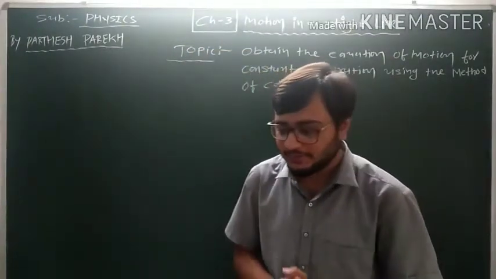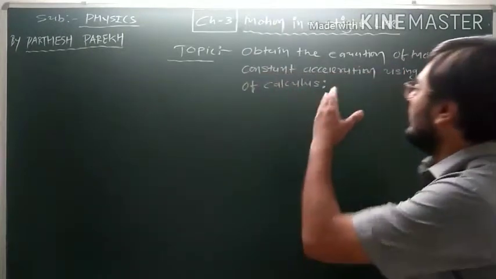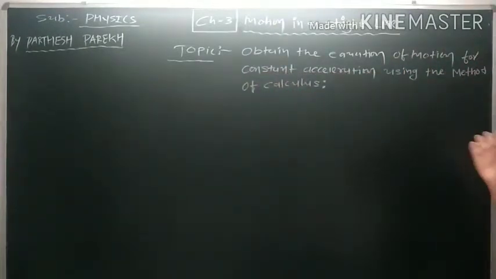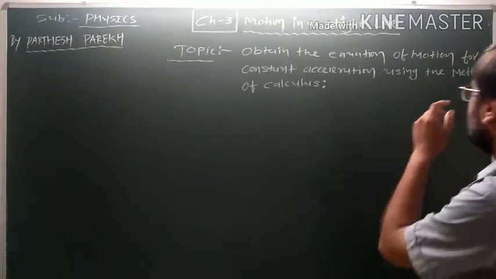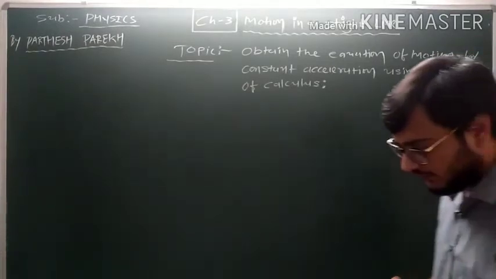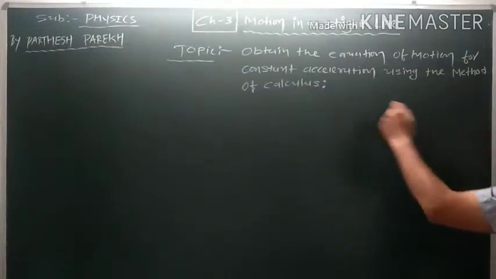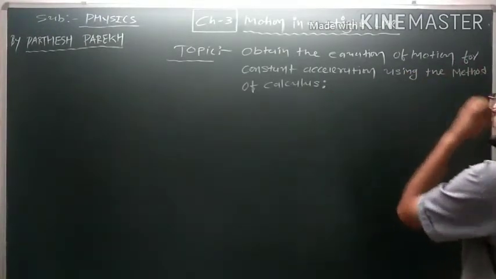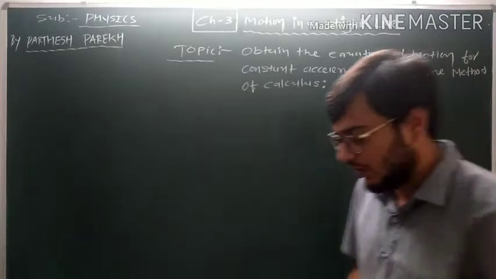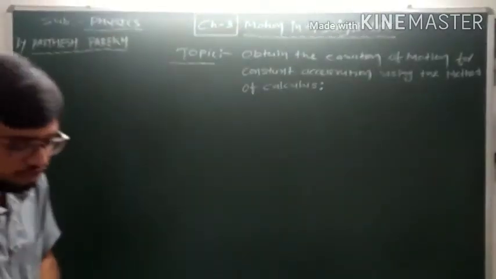Today our discussion topic is to obtain the equation of motion for constant acceleration using the method of calculus. Again, we can read: obtain the equation of motion for the constant acceleration using the method of calculus. That is chapter number 3, motion in a straight line.